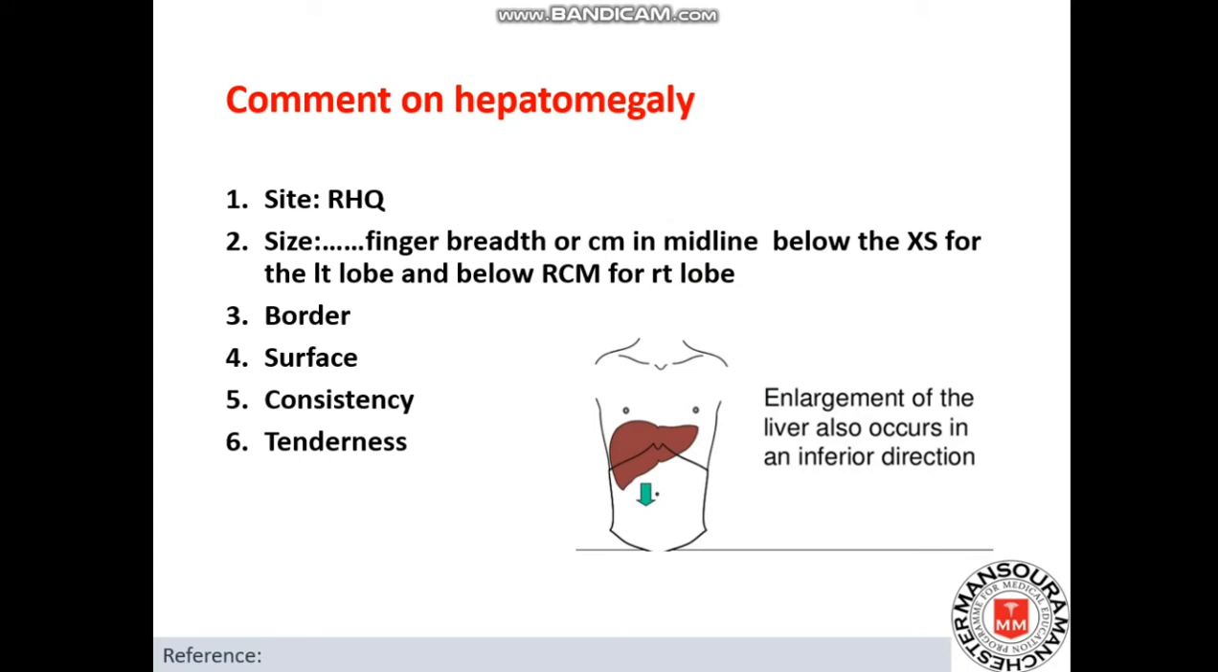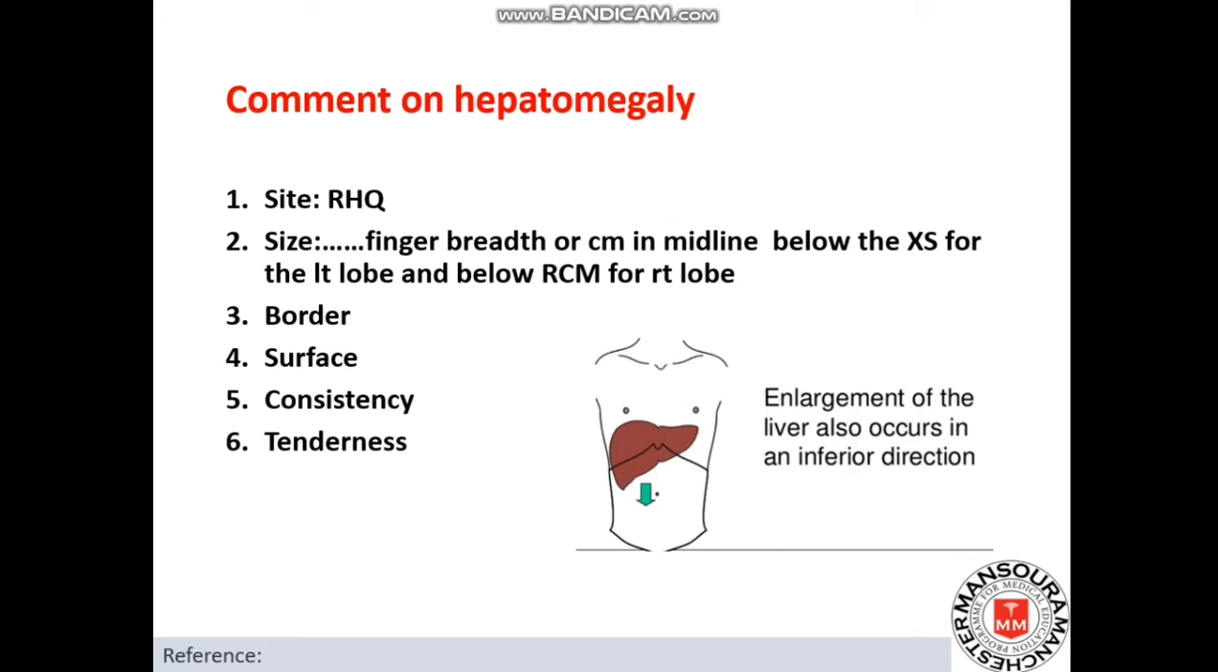How to comment on hepatomegaly? The liver is present in the right hypochondrial region. The size: it is composed of left lobe and right lobe. Left lobe is sized by finger breadth, and right lobe by the costal margin, under the costal margin. Finger breadth or centimeter in midline below the xiphisternum for the left lobe and below the right costal margin for the right lobe. Border either rounded border or sharp border.